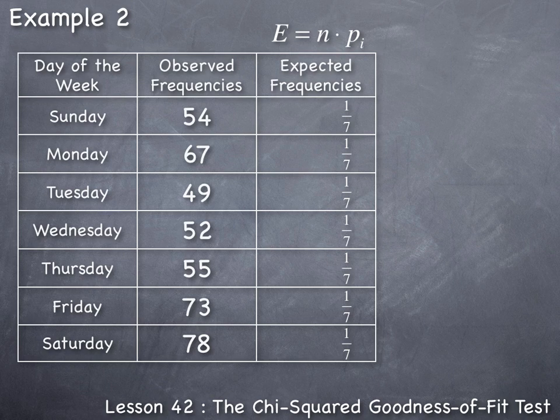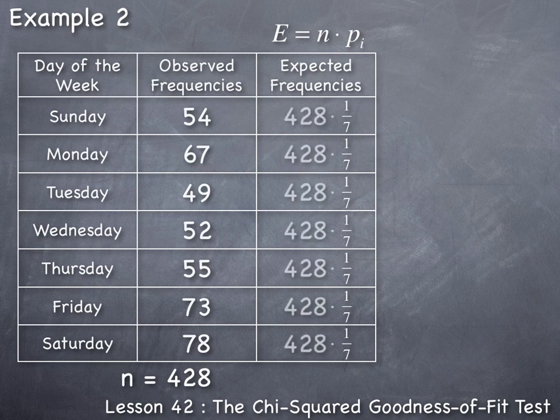So if we add the 54 plus the 67 plus the 49 plus the 52 plus 55 plus 73 plus 78, we get a total of 428 pizzas sold at that restaurant that week. So taking the n, the sample size of 428, multiplying it by the proportion of 1/7, we'll calculate the expected frequencies according to this idea. So now we can enter these values into the lists in the TI-84 calculator.